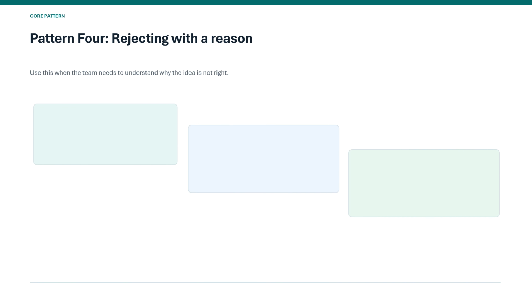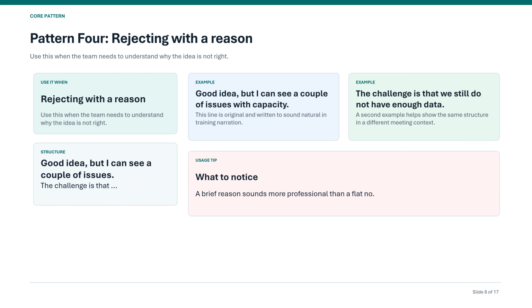Rejecting with a reason is useful when the team needs to understand why the idea is not right. The structure is, good idea but I can see a couple of issues. The challenge is that. Here are two original examples. Good idea, but I can see a couple of issues with capacity. The challenge is that we still do not have enough data. A brief reason sounds more professional than a flat no.